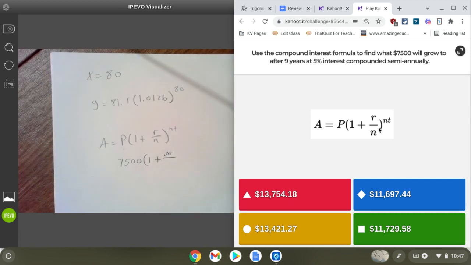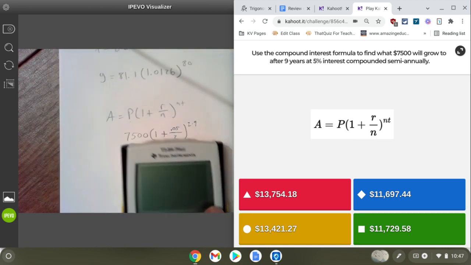n is the number of times that it's compounded annually, and since this one is compounded semi-annually, that's going to be a 2. If it was monthly, it would be a 12. If it was quarterly, that would be a 4. And then raised to the nt power, that's going to be 2 times 9. There we go. Then we'll enter this in, and that should tell us what that money is going to grow up to be.